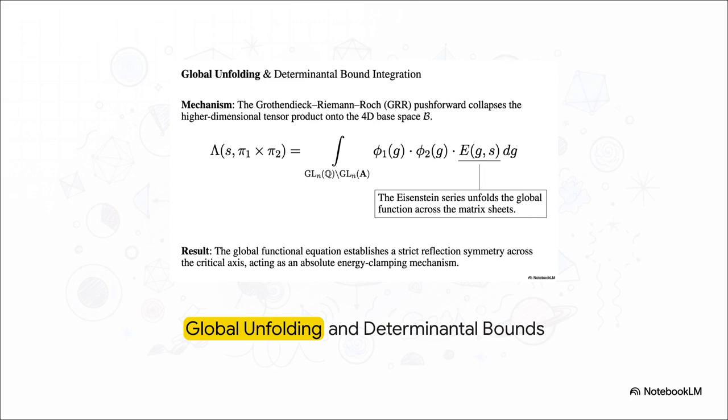Next, we literally unfold this global function using an Eisenstein series, mathematically integrating right across those non-commutative matrix sheets. Think of the Grothendieck-Riemann-Roch push-forward as this sort of cosmic dimensional compactor. It takes massive, high-dimensional arithmetic data and forces it straight down onto our observable four-dimensional spacetime.